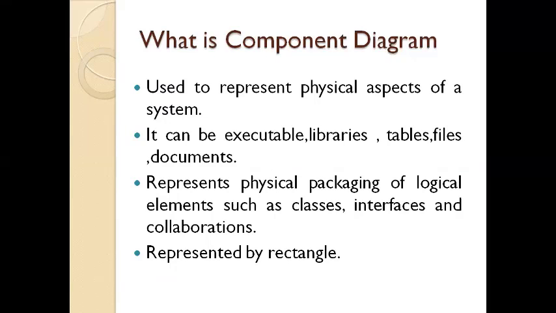So first see what is the component diagram and why it is used. This component diagram represents the physical aspects of a system. The physical aspects are the replaceable parts of the system. The components can be executables, libraries, tables, files, or documents. The components represent the physical packaging of logical elements such as classes, interfaces, and collaborations. Now these are represented by rectangles.